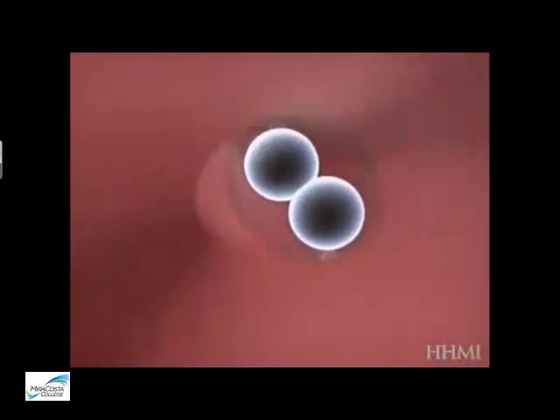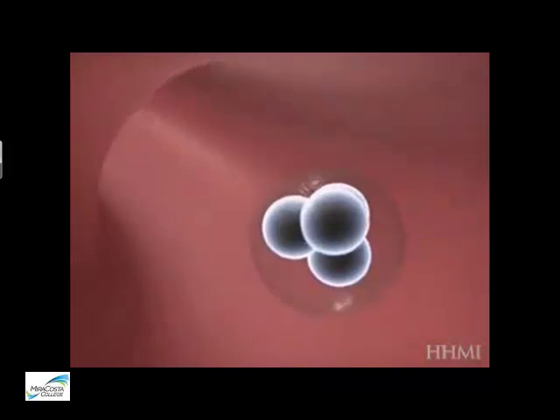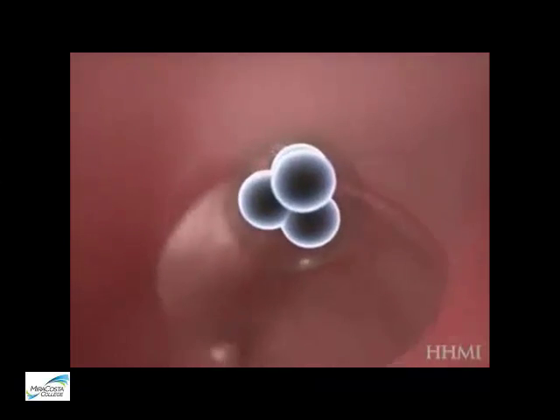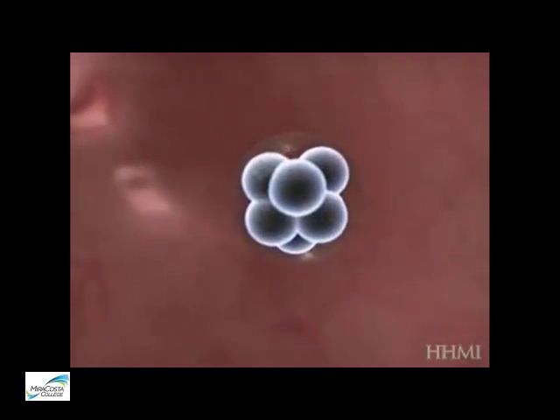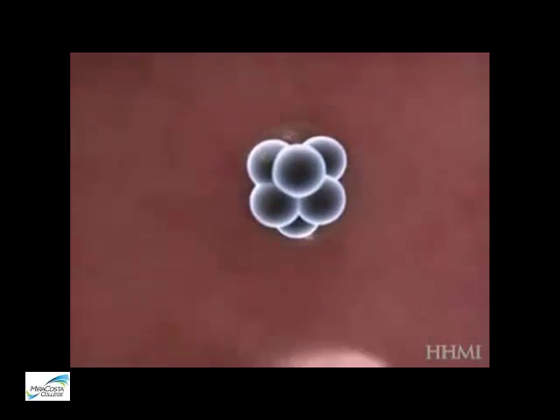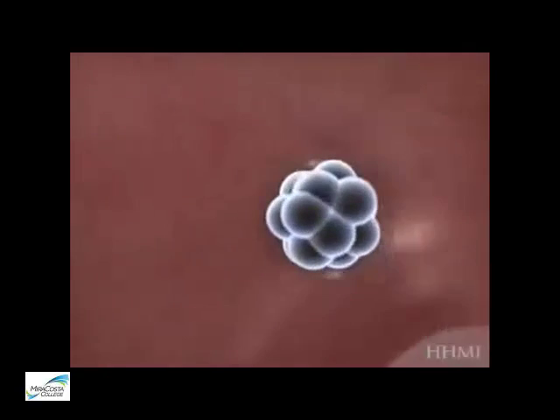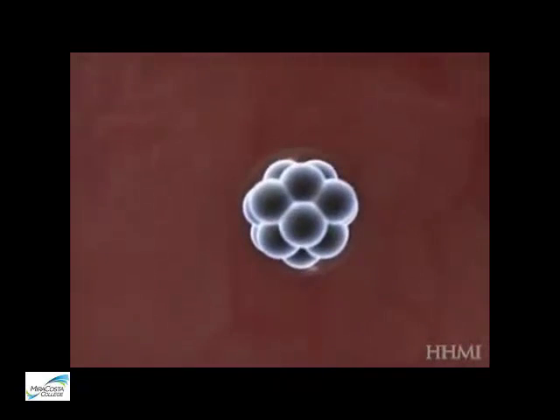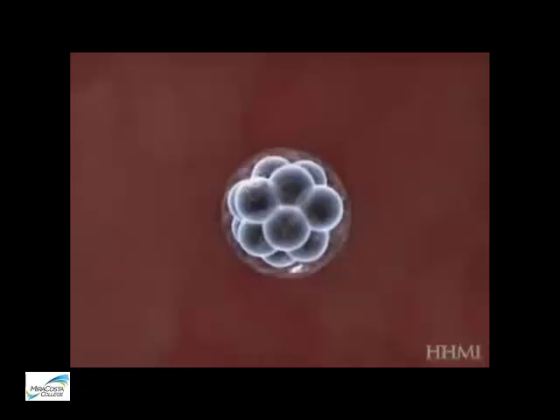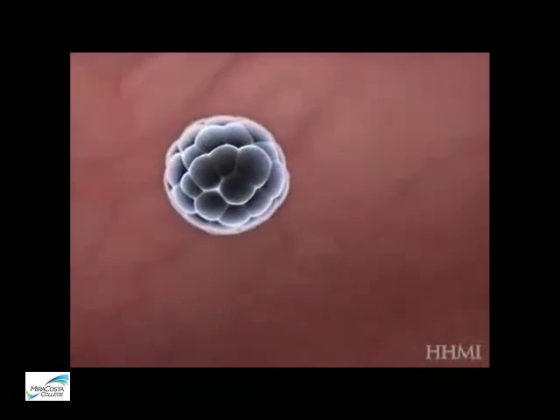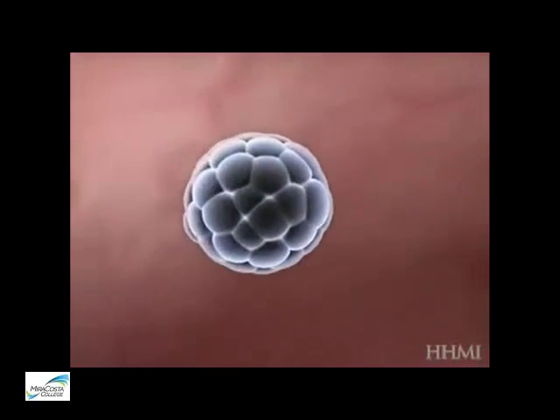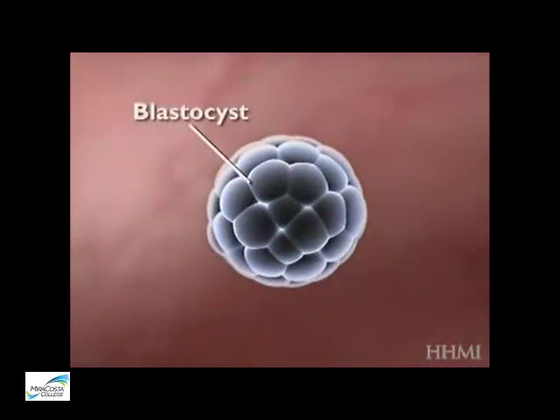Following about 30 hours, we start to see cleavage occur, and that's those rounds of cell division in which we get more cells, but the cells actually get smaller and smaller with each division, eventually yielding a little ball of cells, anywhere between about 50 and 150 cells by the end of the cleavage process. And that ball of cells we refer to as the blastocyst.